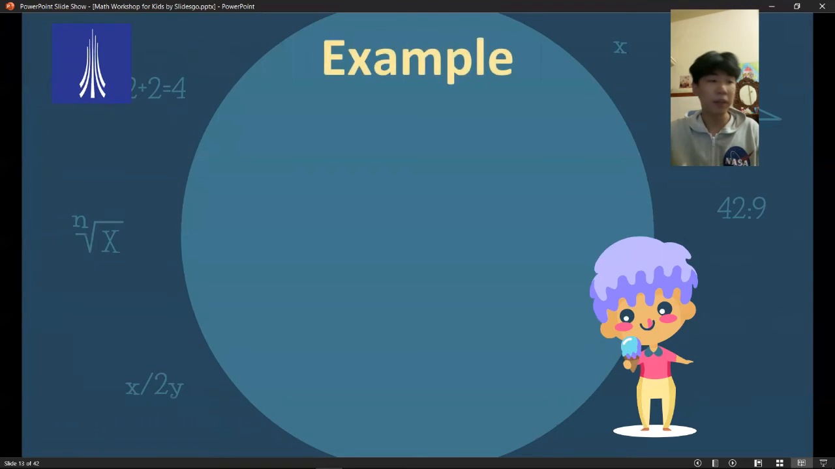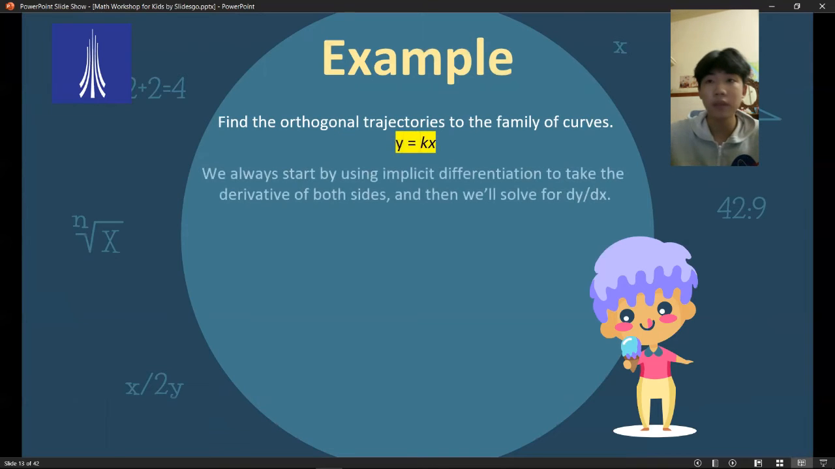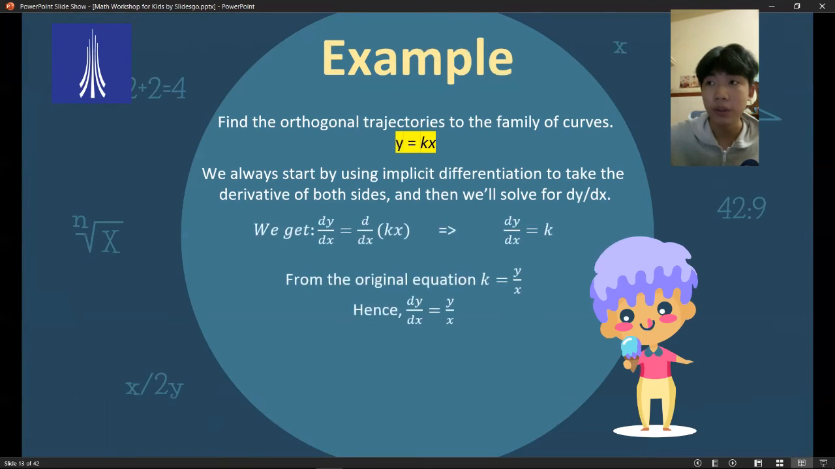So let's look at an example. The example asks to find the orthogonal trajectory to the family of curves y equals kx. First we start by using implicit differentiation to take the derivative of both sides. In this case we get dy over dx is equal to k, and from the original equation k is equal to y over x, hence dy over dx is equal to y over x. So the slope of the original family is dy over dx equal to y over x.